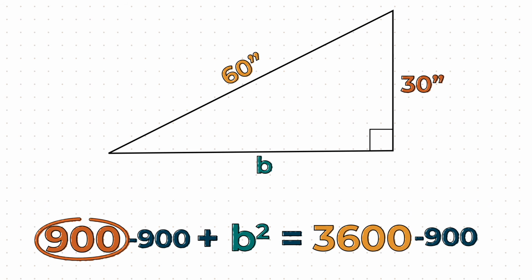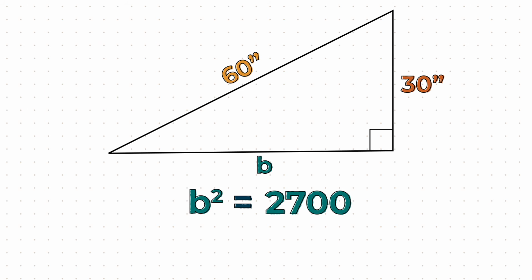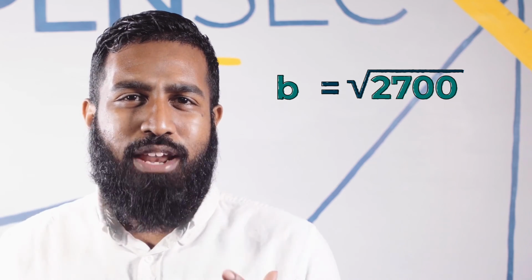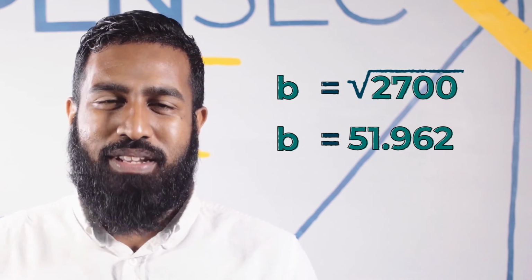Using our knowledge of linear equations, we find the value of B squared by subtracting 900 from both sides. This 900 is cancelled out and 3600 minus 900 is equal to 2700. Simple linear equations, right? B squared is equal to 2700. In order to find the value of B from B squared, we must find the square root of B squared, or the square root of 2700. Punch that into our calculator and we get 51.962 if we round off the number to the third decimal place.